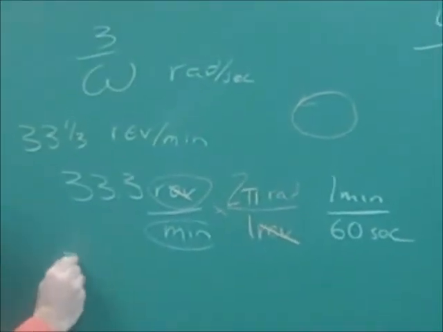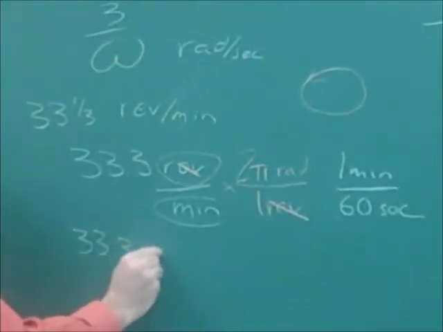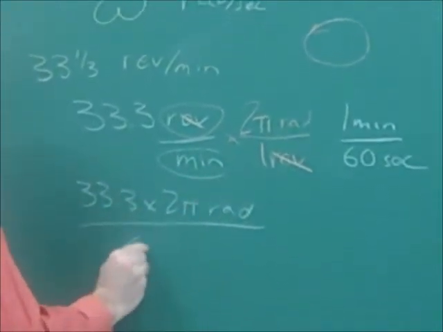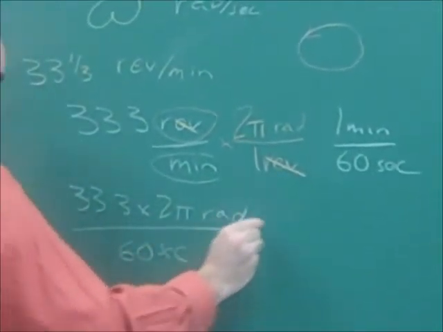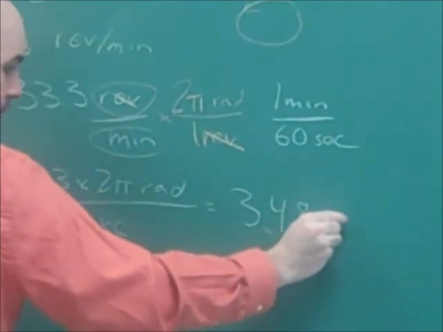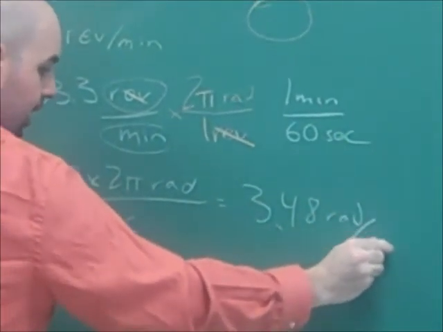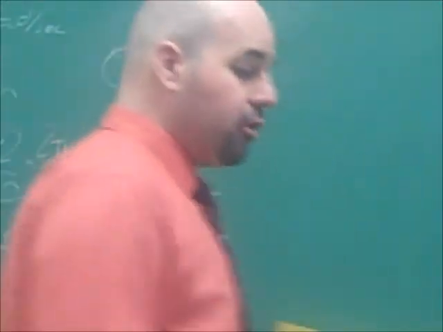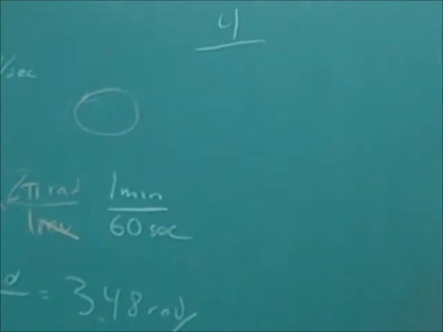So doing it all together, I'm going to get 33.3 times 2 pi radians all over 60 seconds. And you get around 3.48 radians per second is my angular velocity. Congratulations. The purpose of this was to make sure you now know about revolutions and radians.